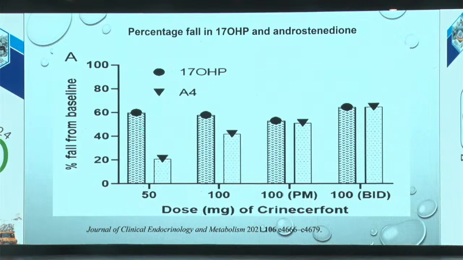This was one study which looked at crinecerfont and the percentage fall in 17-OHP and androstenedione. As time passes, the percentage fall of these molecules keeps increasing.